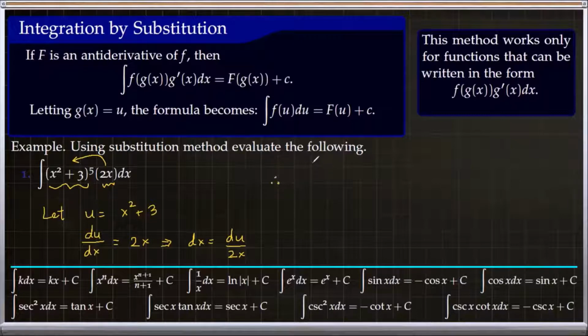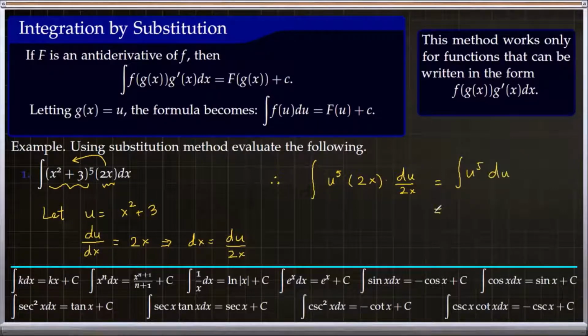Therefore, the integral becomes, so we are letting x squared plus 3 to be u. We replace x squared plus 3 by u. So we get u to 5 times 2x. I'm going to keep 2x as it is, times dx. dx, we found that to be du over 2x. And looks like 2x gets cancelled out very nicely. So this will give us u to 5 du.